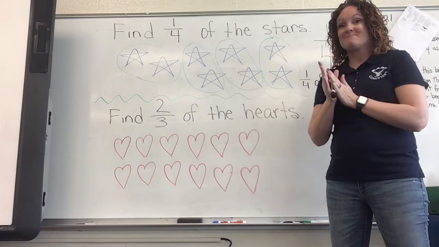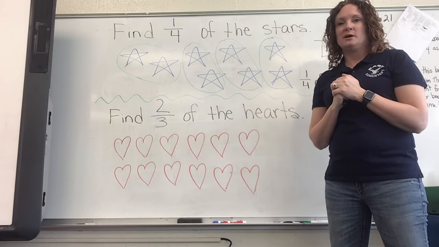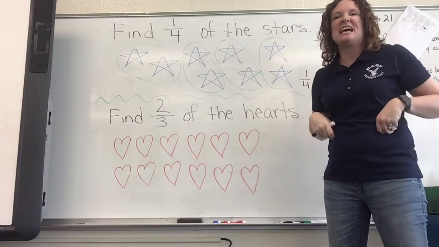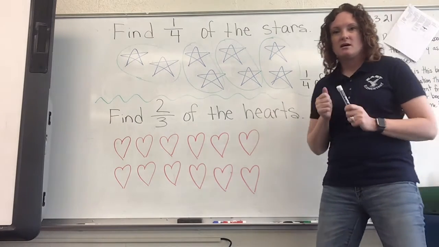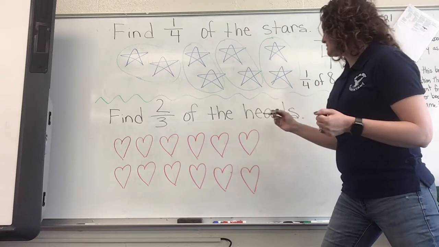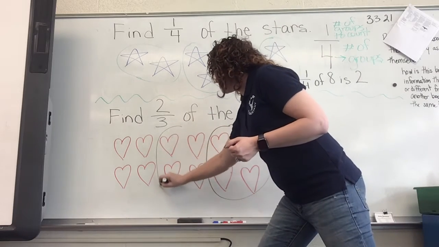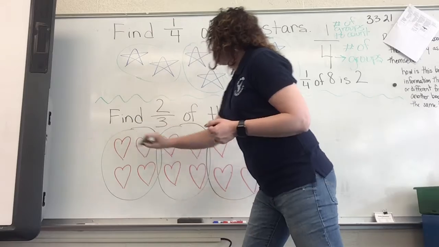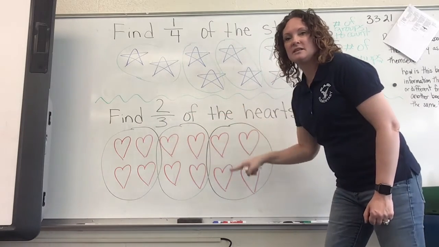Think back to your multiplication. What do you think? 3 groups of what equals 12? Think about your multiplication tables. This is why I keep telling you, learn your multiplication, right? So 3 times what equals 12? I think 4. Let's see. So we're going to do 3 groups of 4. Let's see if it comes out equal. There's 1 group of 4. There's 2 groups of 4. Oh, I think we got it. 3 groups of 4. We did it. 3 groups, and they all have the same number in there.